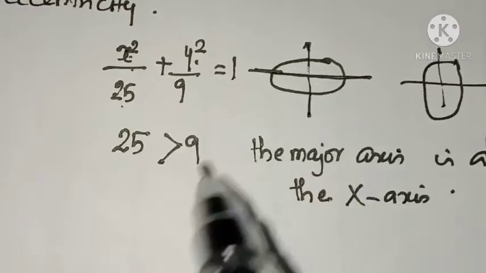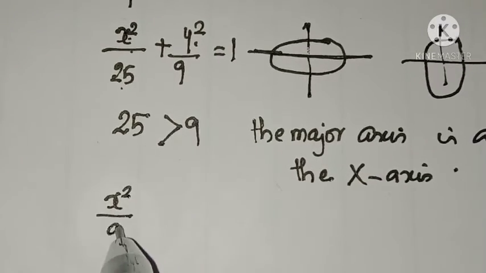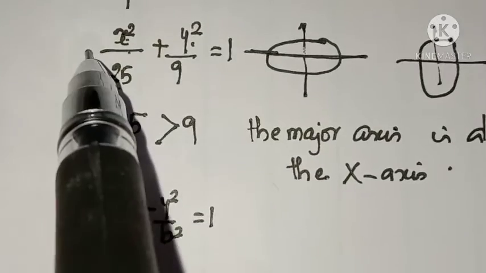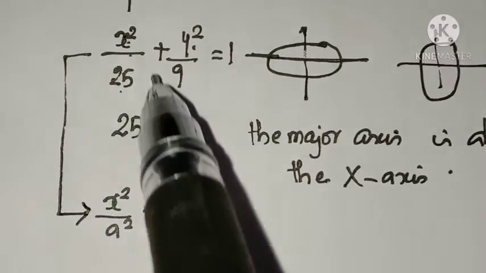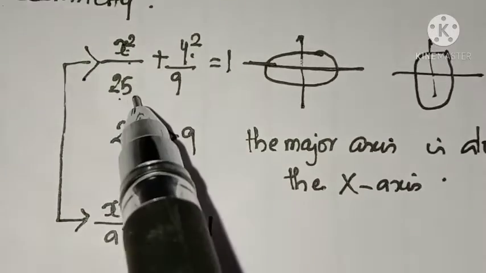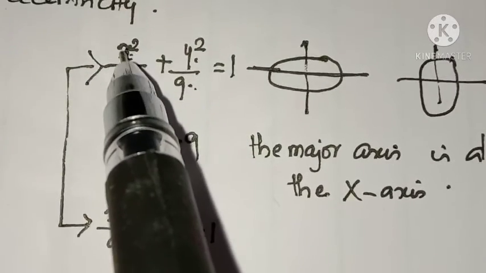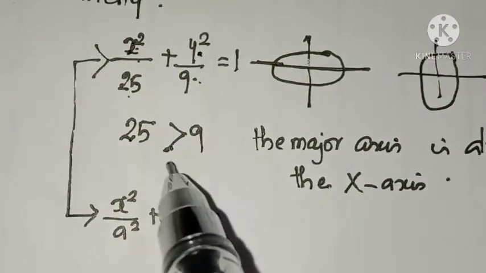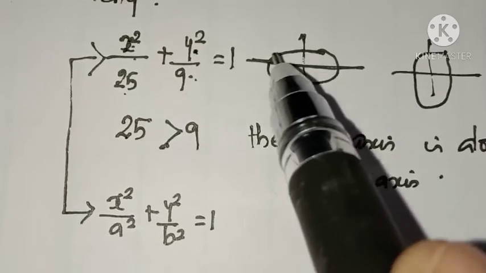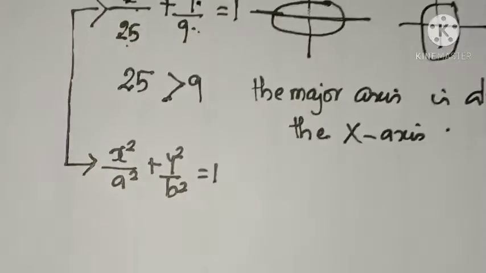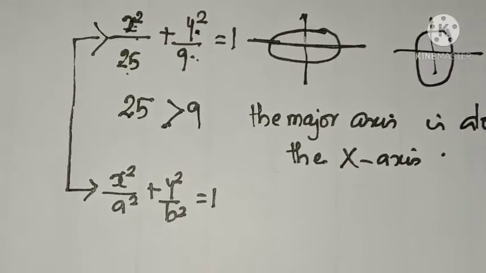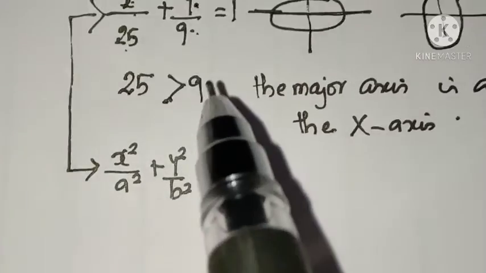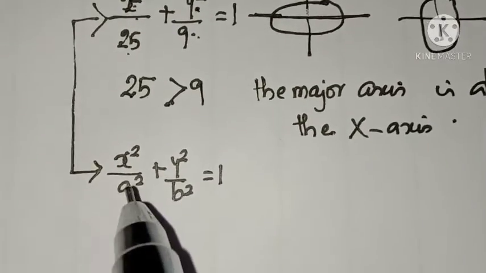So, in this case, the equation becomes x square by a square plus y square by b square equal to 1. So, compare these two equations. First, you have to see the denominator. If the denominator of x square is greater than the denominator of y square, then the equation is the standard equation of a horizontal ellipse. So, the standard equation of a horizontal ellipse is x square by a square plus y square by b square equal to 1.